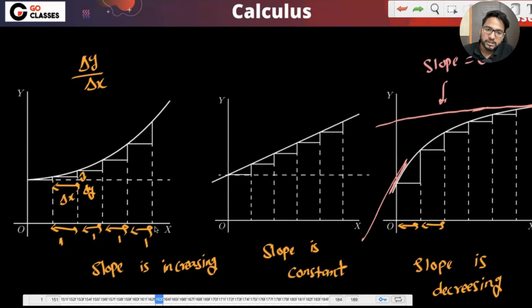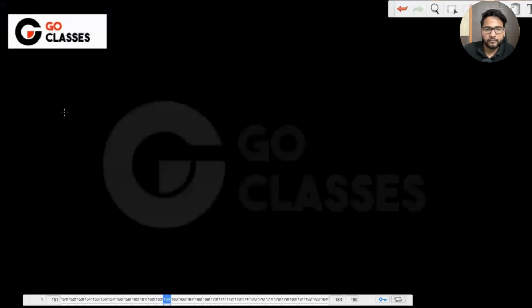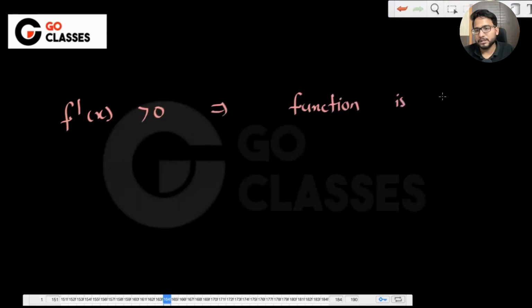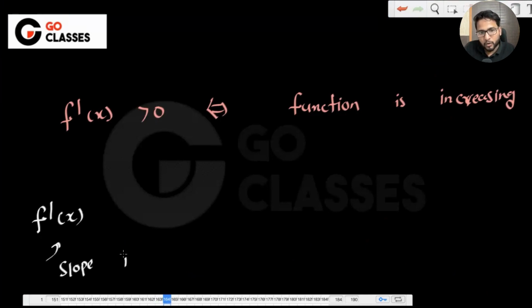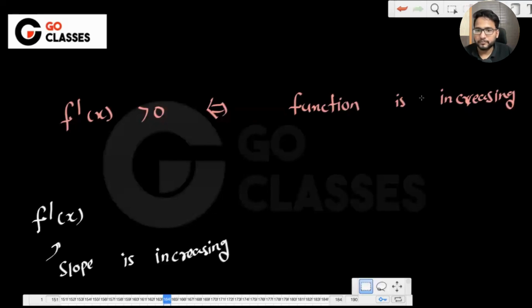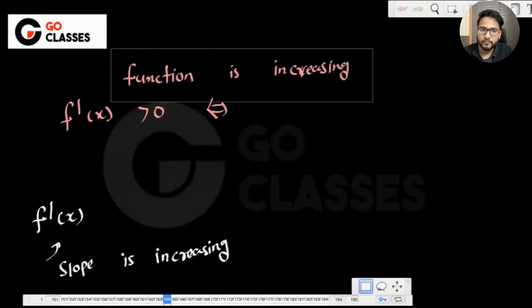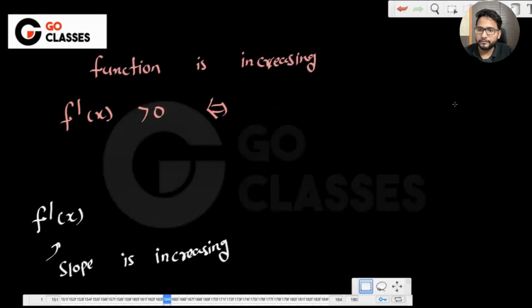Okay. So see, f dash x is positive, which means the function is increasing, or vice versa, right? Now, if I want to check whether this f dash x, which means the slope, is increasing or not, then how can I check?